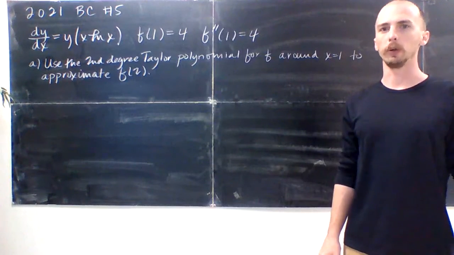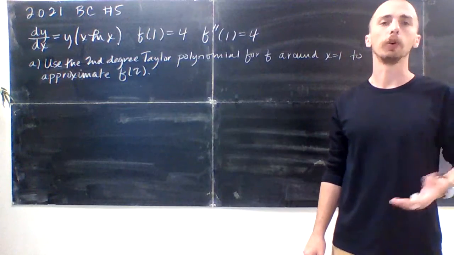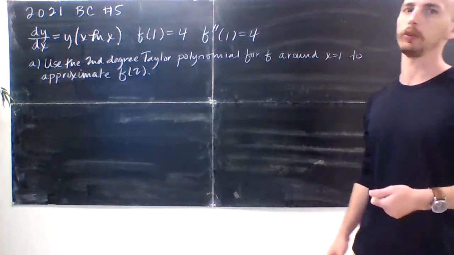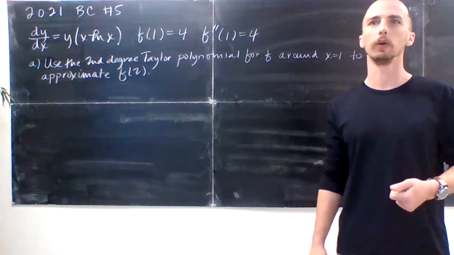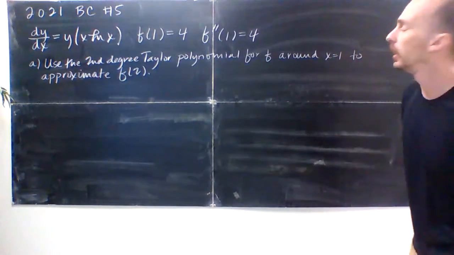Alright, in this video I'm going to be going over 2021 BC number 5, and this is the differential equation. Okay, they're going to ask you a Taylor series question, ask you to do Euler's method, they're going to ask you to do separation of variables. This one's actually pretty straightforward, at least for this year.